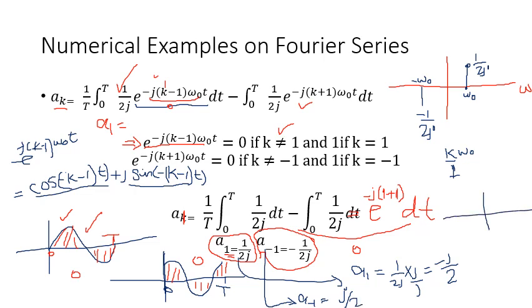So this is your axis. At omega naught we have j by 2, and at minus omega naught we have this. This is omega naught, this is minus omega naught, and this is your omega or the frequency axis. So here it is j over 2. So both are the same. I hope you understand.